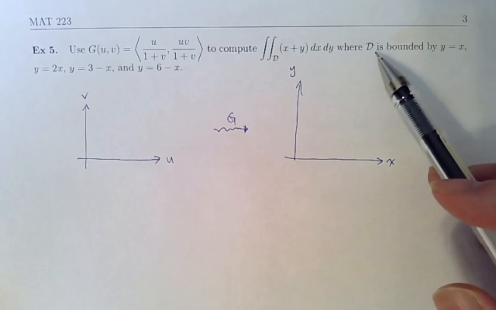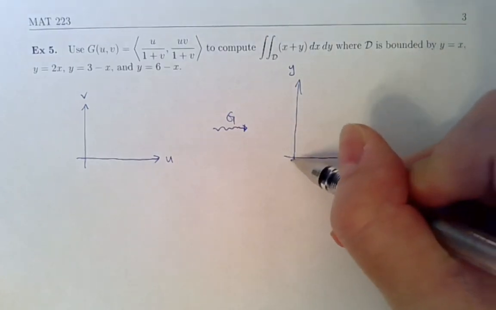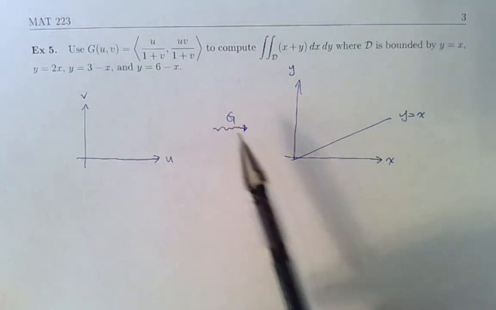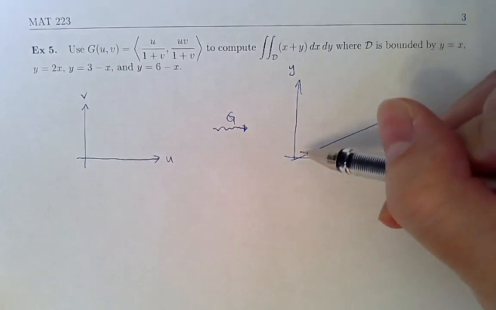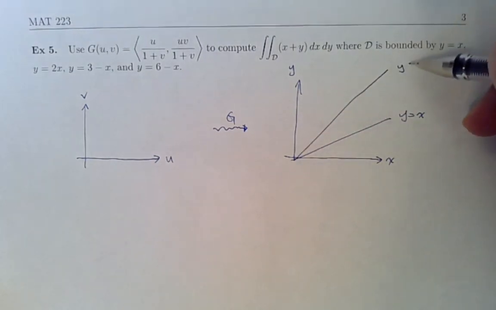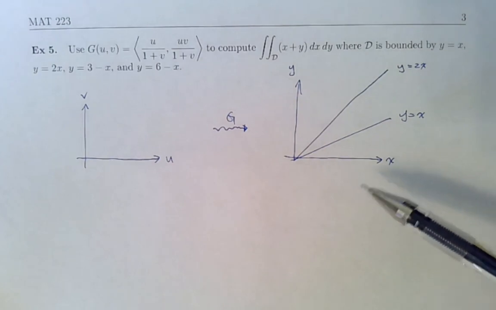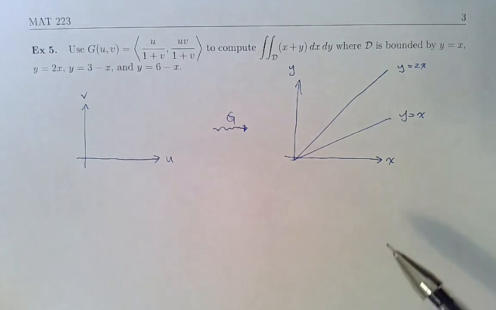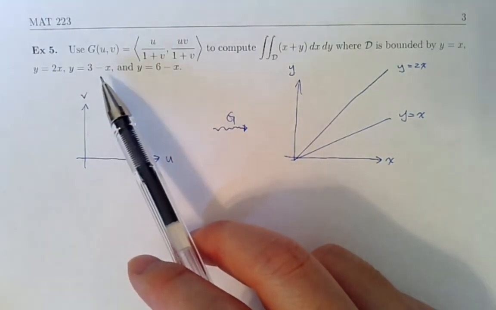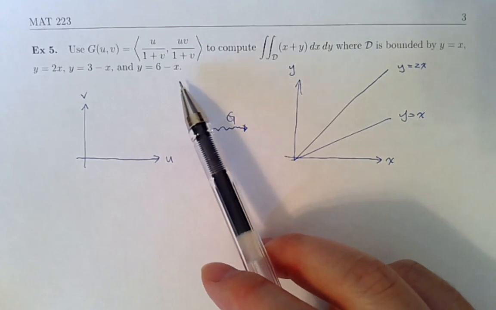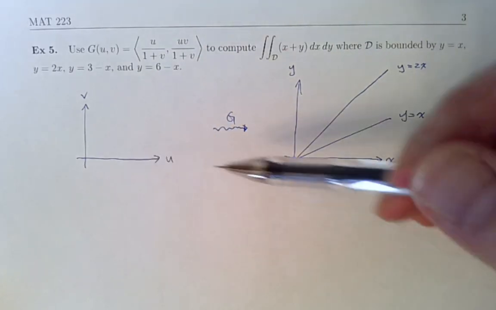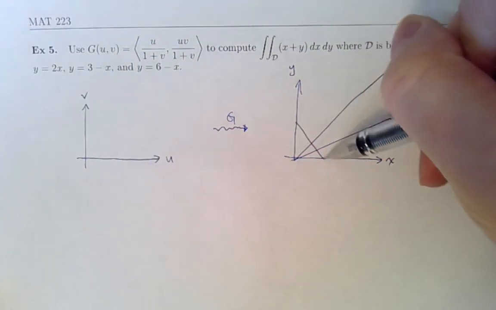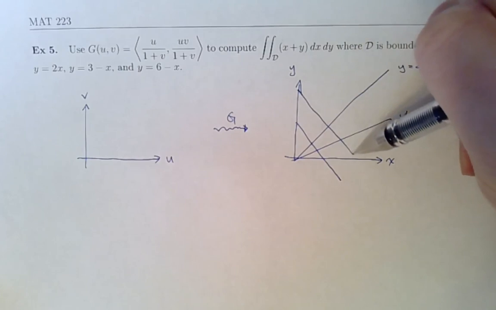Here, D is bounded by y equals x, so let me draw that out, y equals x. I know you want to draw it out slanted more, but I also see y equals 2x. I'll draw that twice as tall, y equals 2x. So the figure is not drawn to scale, but drawn to scale in that sense. And also the lines y equals 3 minus x and y equals 6 minus x. So minus means it's slanted down. One starts at 3 and the other starts at 6.